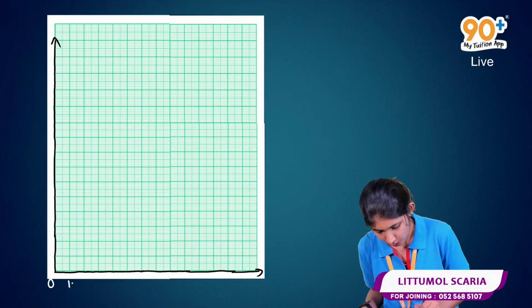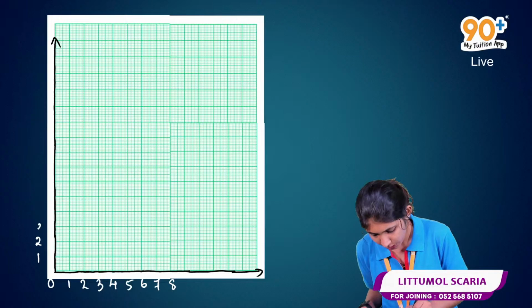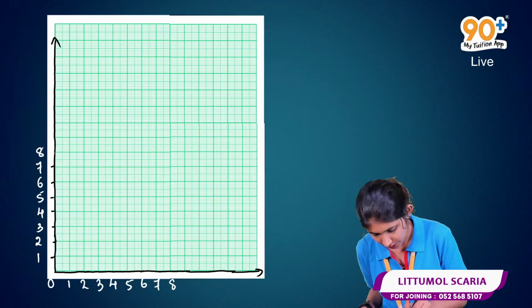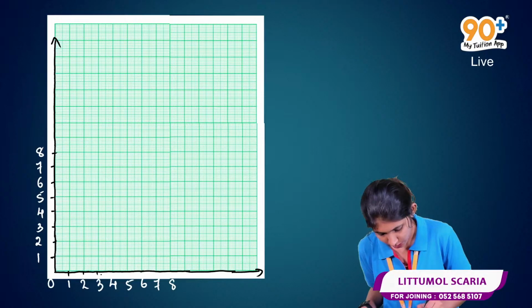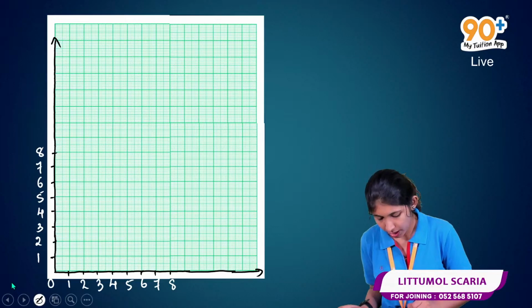0, 1, 2, 3, 4, 5, 6, 7, 8. 1, 2, 3, 4, 5, 6, 7, 8. Okay? Yes. Then what happens? Mark the first point.